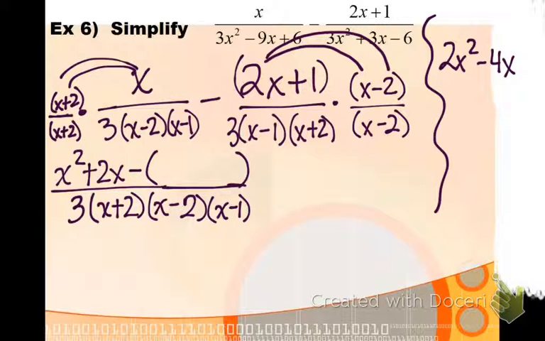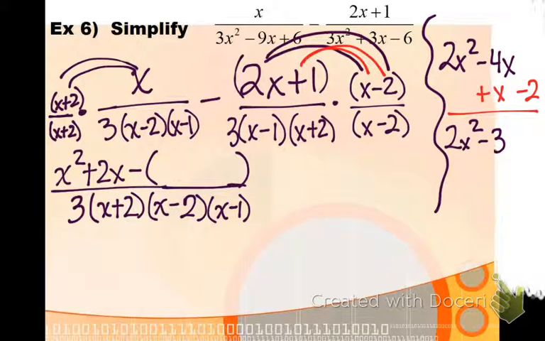Negative 4x. Next, what are we going to distribute? The 1. The 1. Plus x. So plus x. Minus 2. Minus 2. Now I was running out of room, so I stacked them instead of writing it all out to the side. What do we need to do now? Combine like terms. So what are we left with? 2x squared minus 3x minus 2.